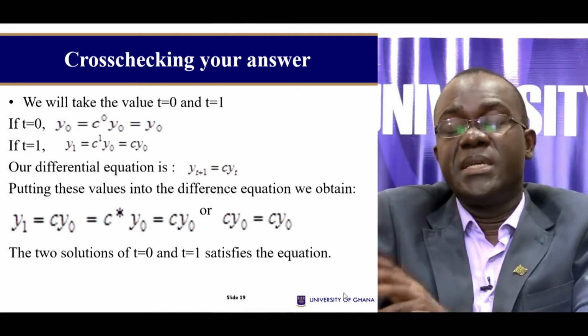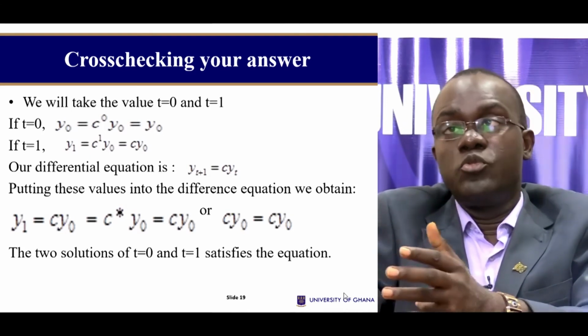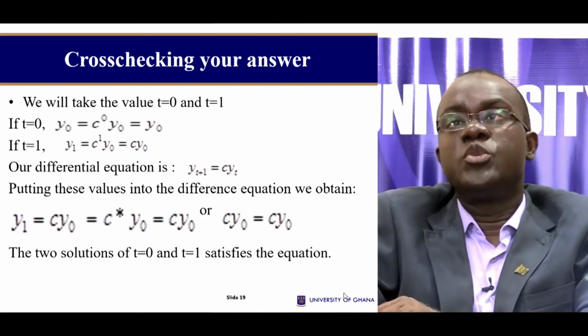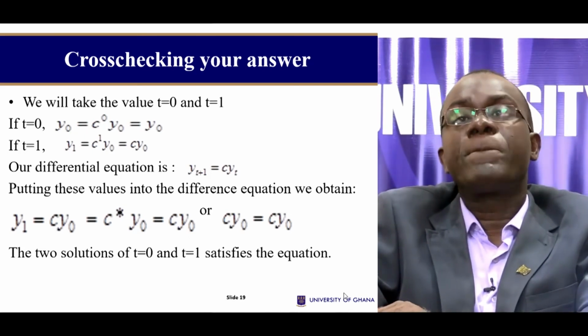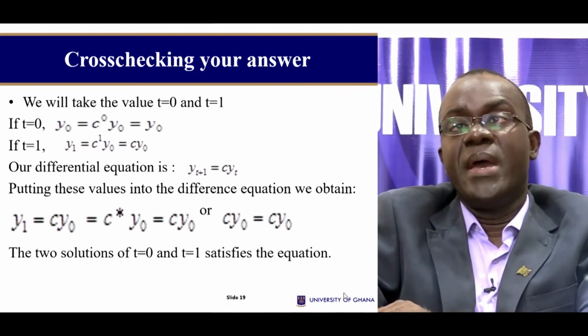The only thing is that when you take t equals 3 or t equals 4, you are going to do more calculations. But when you take very simple values here, it's going to be quite easier. So when t equals 0, we get y0 equal to c·y0. Any number raised to the power 0 is 1, therefore we get y0.